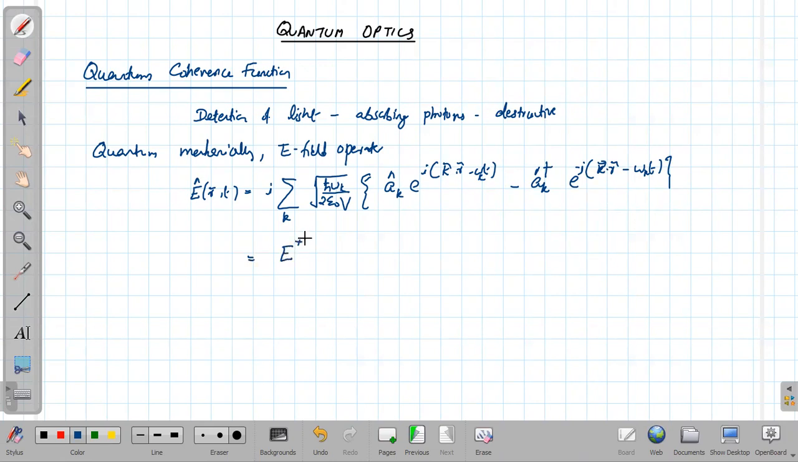So this can be divided into two parts. In the positive frequency part, we can write E⁺(r,t), which contains the annihilation operator, and another one you can call the negative frequency part. We can write E⁻(r,t), which contains the creation operator. So E⁺ contains the annihilation operator.